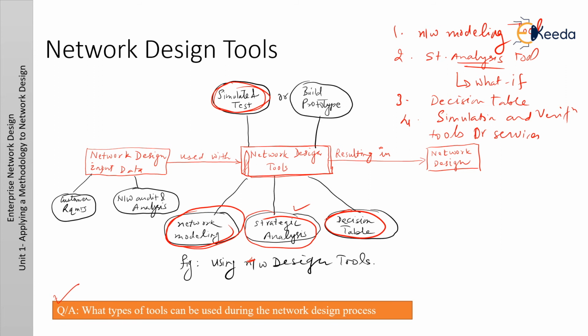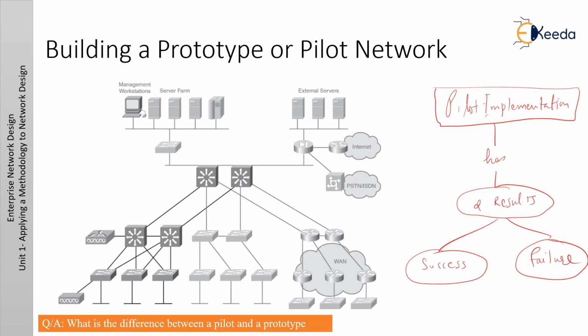Network design input data is customer requirements and network audit and analysis, used with network design tools, resulting in a network design. This is the network design tool and it will automatically give us a network design. So this is a big picture of the particular network. For this, we need to design the prototype or pilot network.